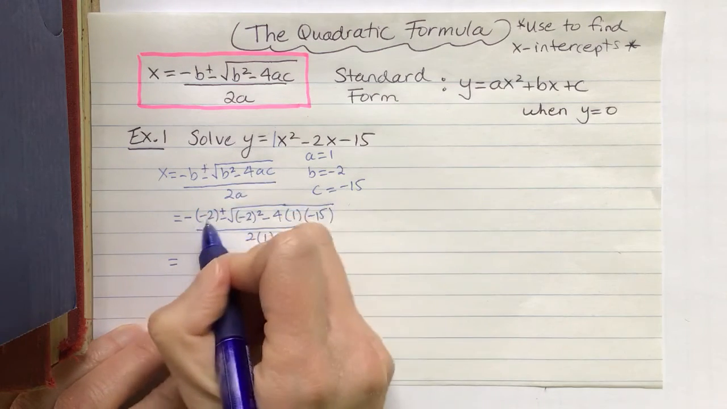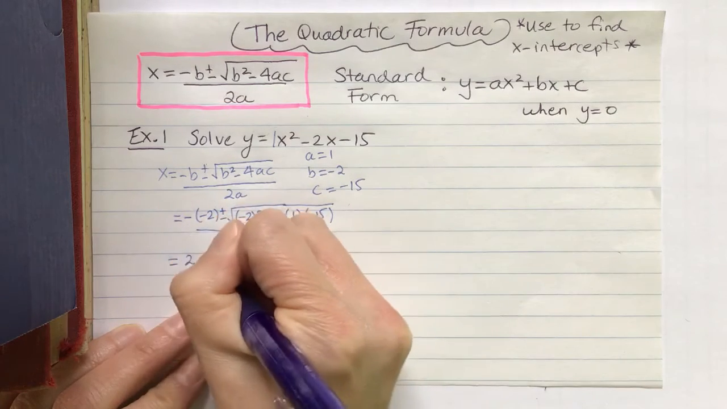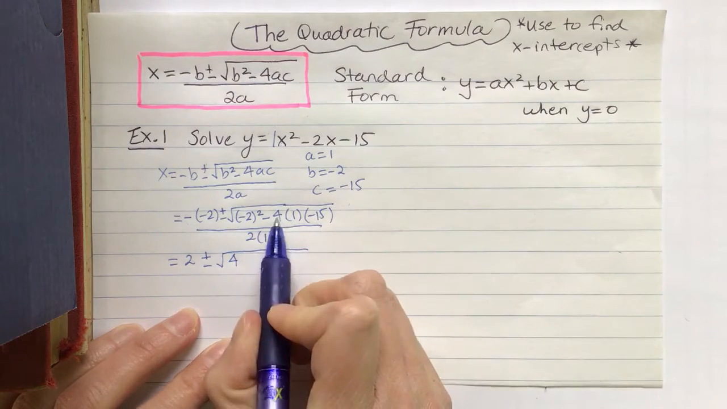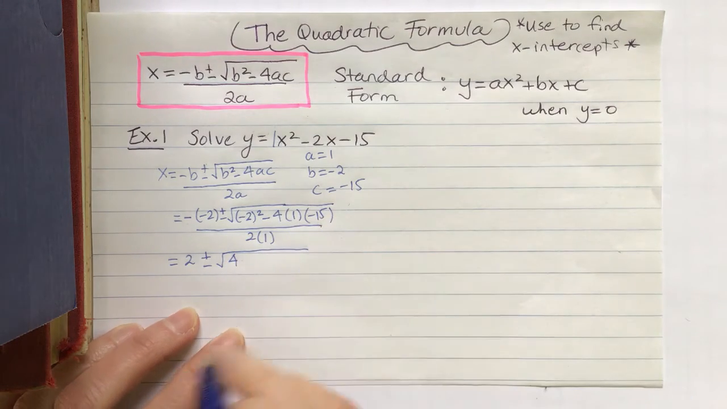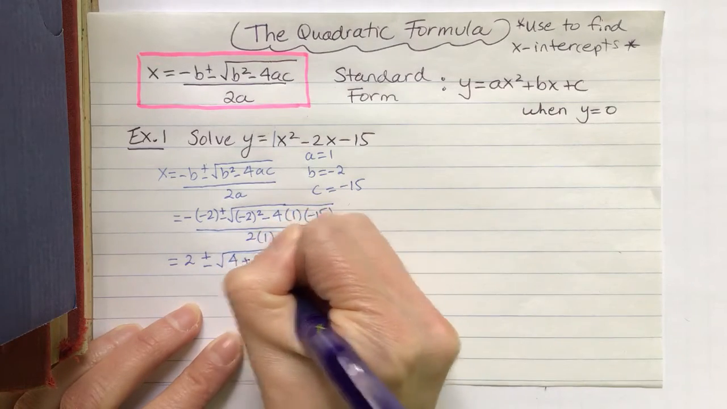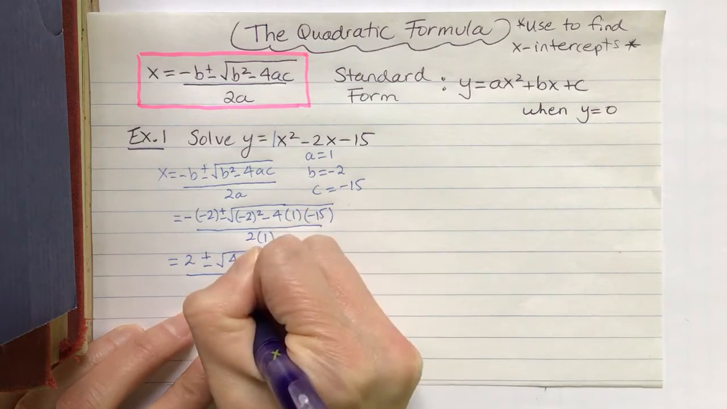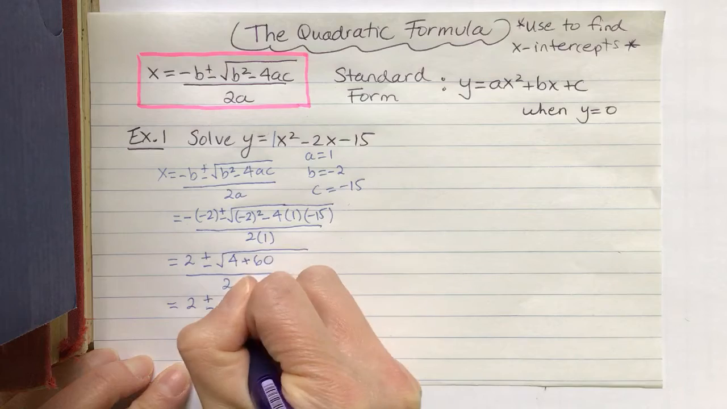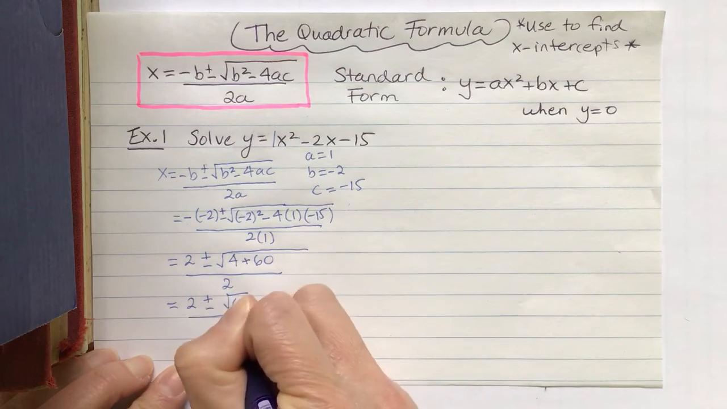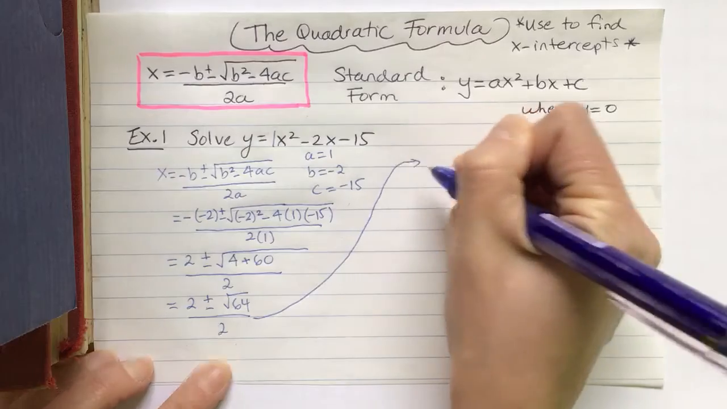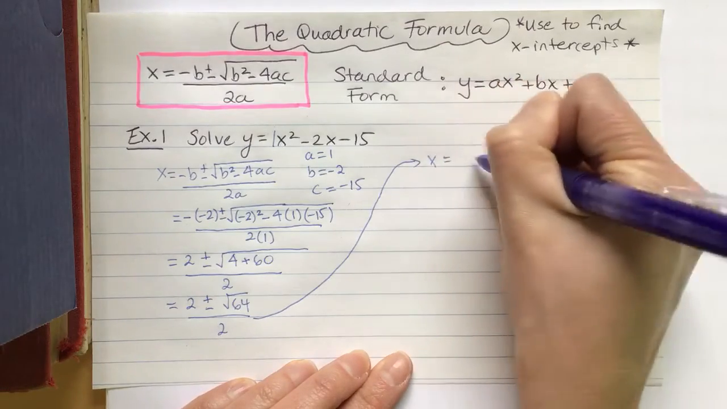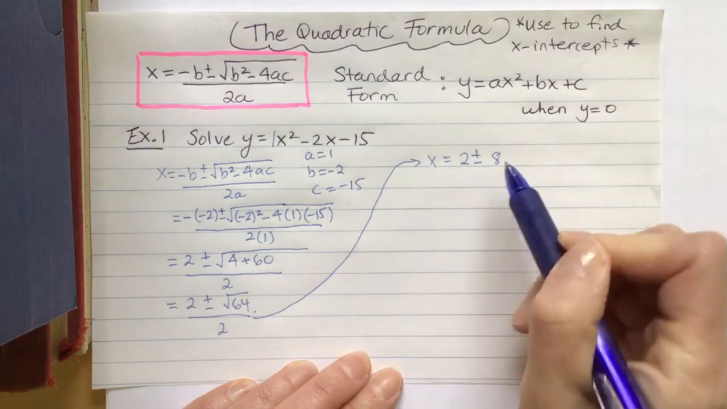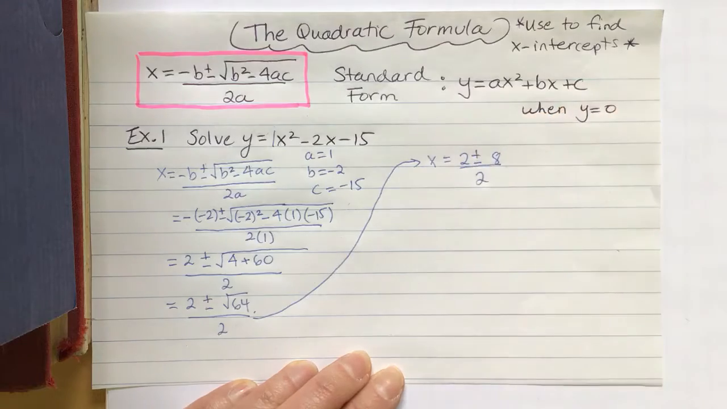So minus negative 2 is going to give us positive 2 plus or minus square root of positive 4, and here we have negative 4 times 1 times negative 15. That gives us positive 60, and all of this is divided by 2. So we're just going to continue simplifying. Okay, we're going to go up here so we don't move off the page, and x is equal to 2 plus or minus 8. Right, because the square root of 64 is going to give us positive 8, and all that is divided by 2.